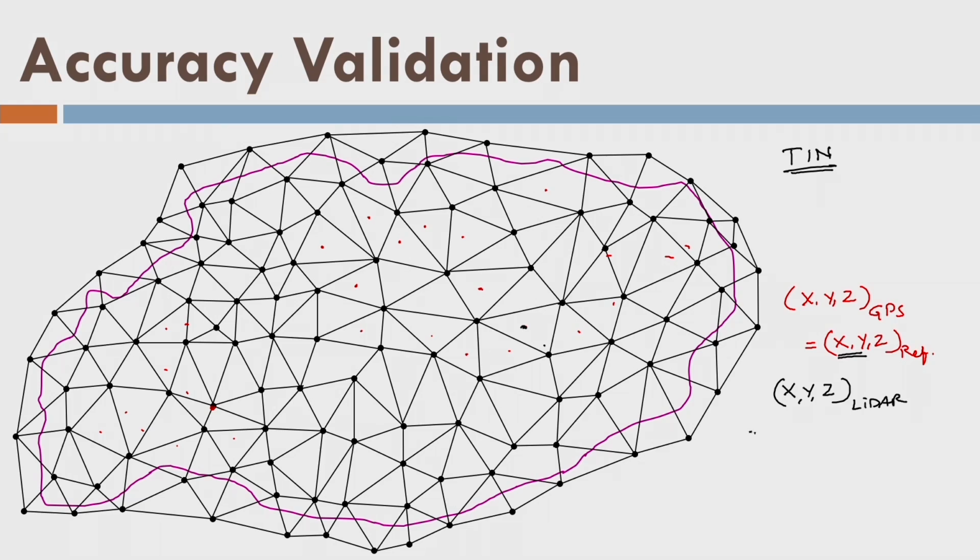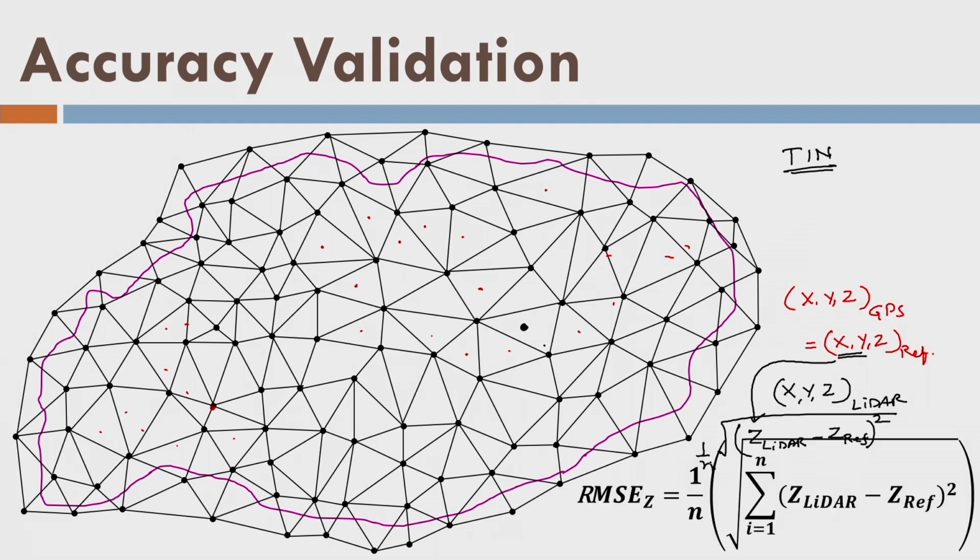Let me call this z LiDAR that I determined by this x, y value, and then I will use z reference of this point because I have already observed this point by GPS, and then I will estimate the RMSE-Z. So, I have determined this RMSE-Z. Now, I have to report this error also, but in case of LiDAR we have some different characteristics of different land cover types. Considering those types, we have defined 3 types of accuracies like this.